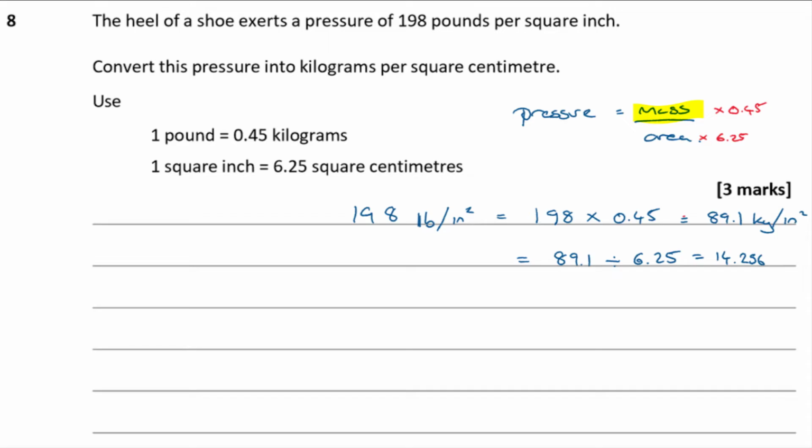And that's going to be kg per square centimeter. Okay, so that's the answer we're looking for, 14.256.